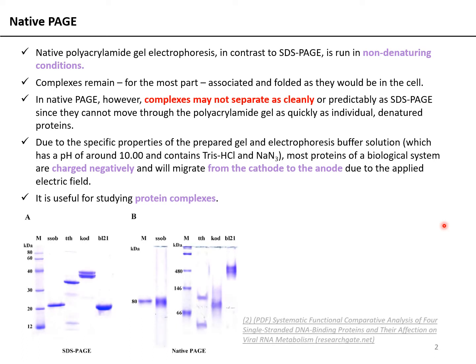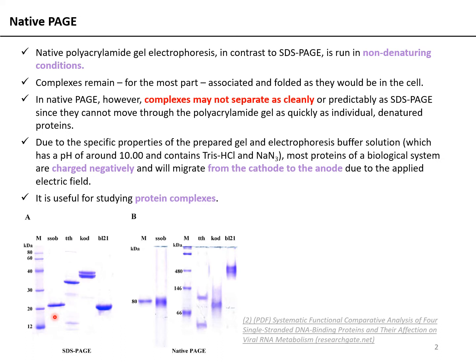So if you look at this particular image, you would see what a native PAGE looks like. Let's compare between the native PAGE and the SDS PAGE. Essentially the same samples are run on the SDS PAGE and native PAGE. Like you can see SSOB here, SSOB. In native PAGE, you see the band is coming at a much higher molecular weight of 80, whereas in the SDS PAGE following denaturation, the band you're getting is at around 20 kilodalton.